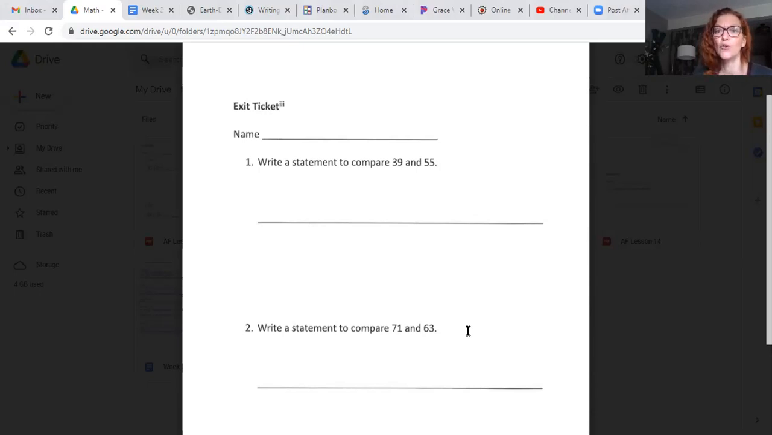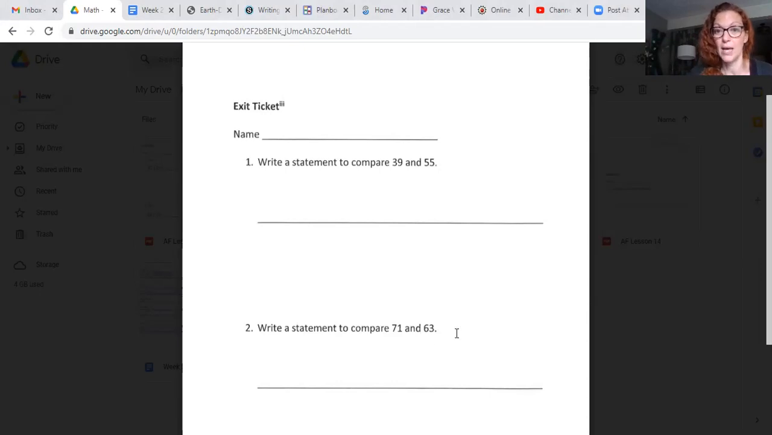Making sure you're really looking at the tens place. Look at the tens place. Got to look at the tens place. Okay? And then see which one's bigger, which one's greater, which one's less than. We always go in the direction that we read.